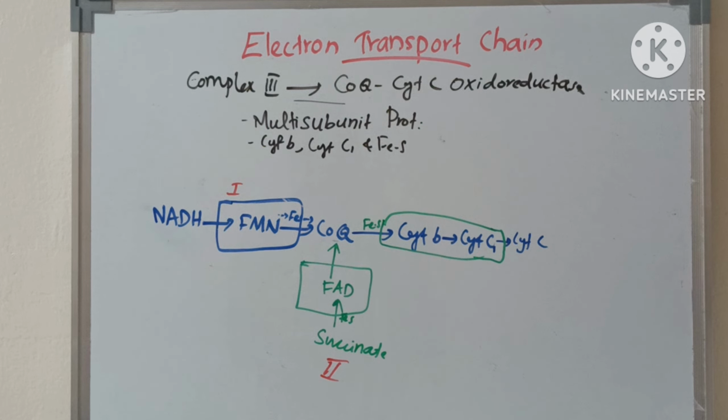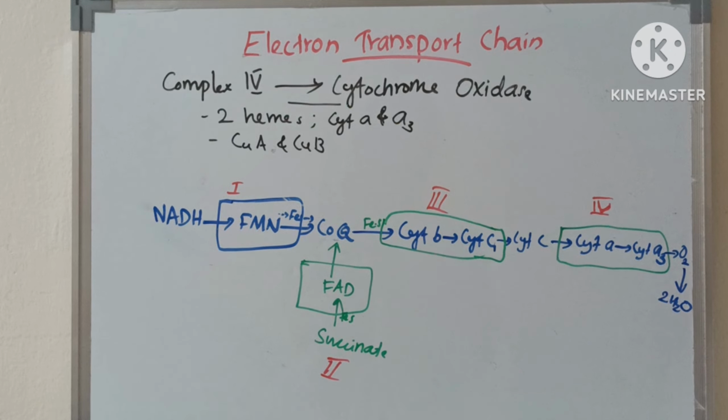Complex 3 is known as coenzyme Q cytochrome C oxidoreductase. It is a multi-subunit protein and it includes cytochrome B, cytochrome C1 and FeS. Here, electrons are transferred from coenzyme Q through FeS to cytochrome B, then to cytochrome C1, then to cytochrome C. This is complex 3, coenzyme Q cytochrome C oxidoreductase.